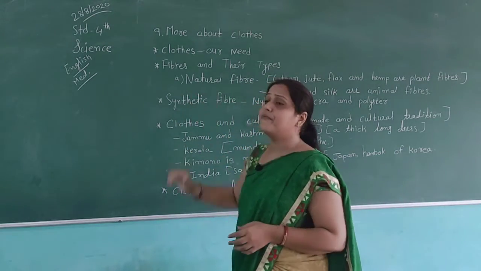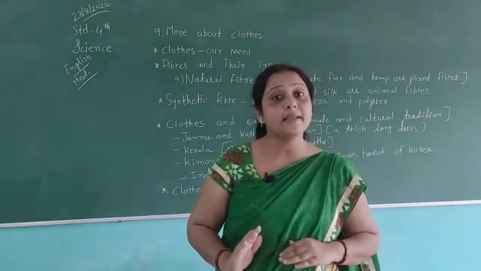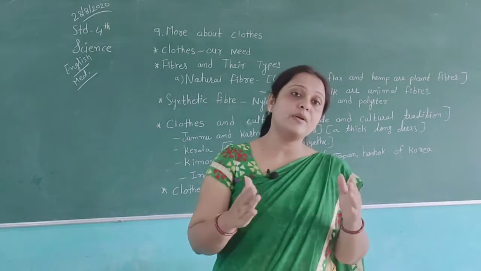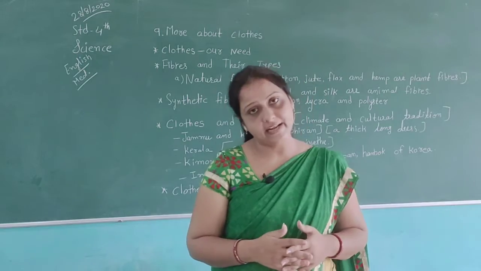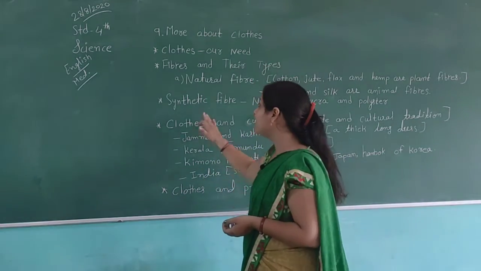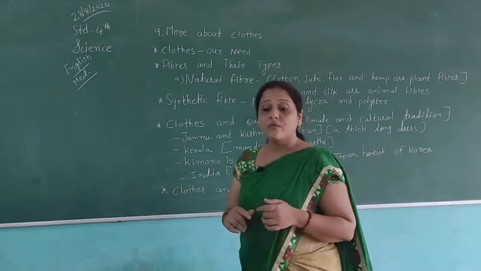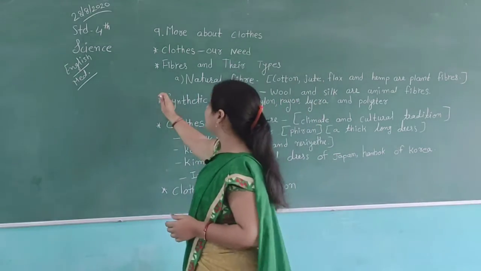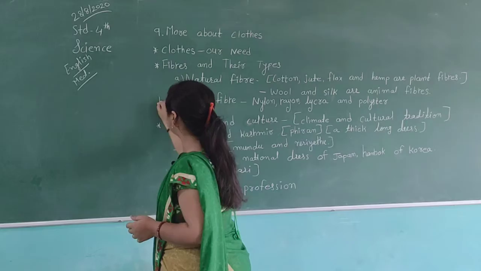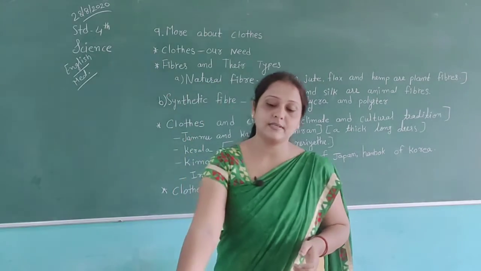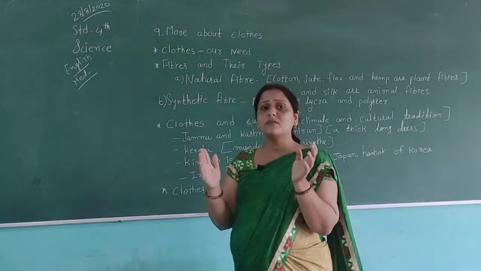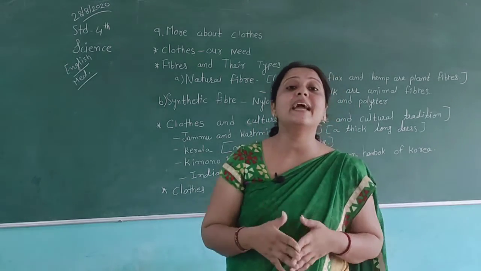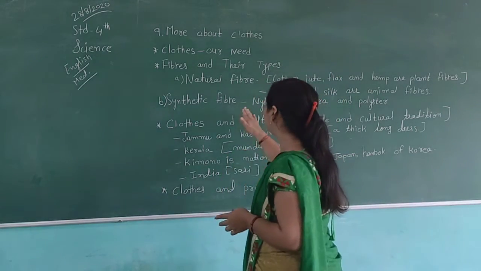The fibers which we get from animals and plants are called natural fibers, because we get them naturally. Then we have another type, synthetic fiber. We have a second type, synthetic fiber. First is natural fiber and second is synthetic fiber. Synthetic fiber is not obtained from plants or animals.